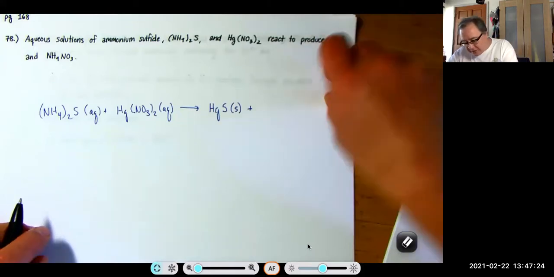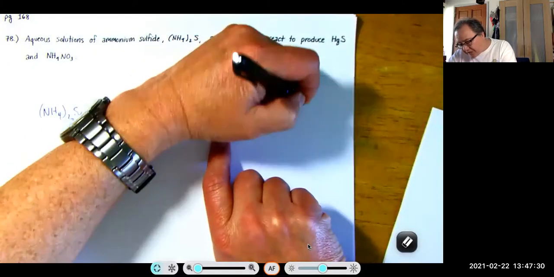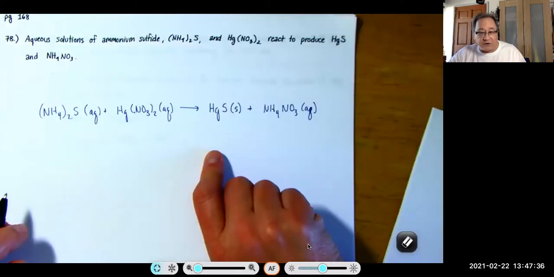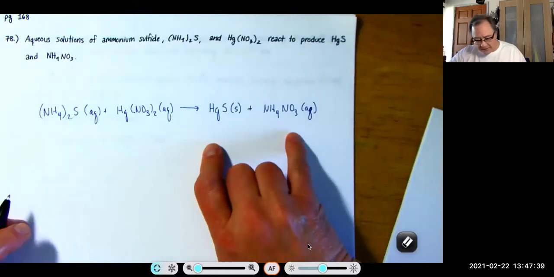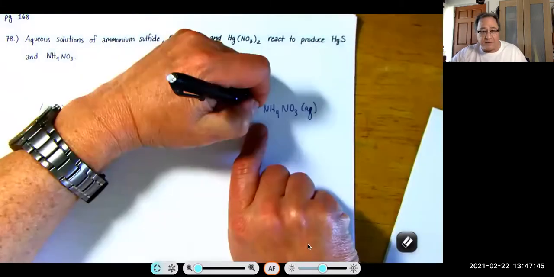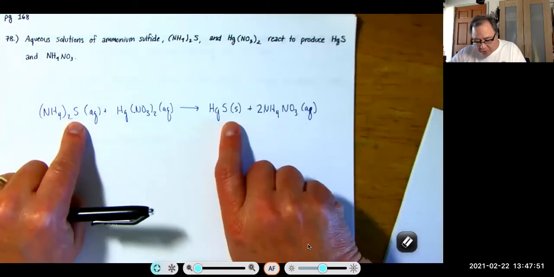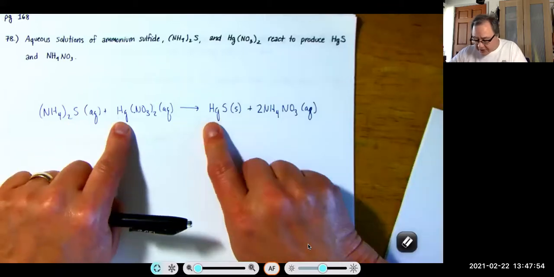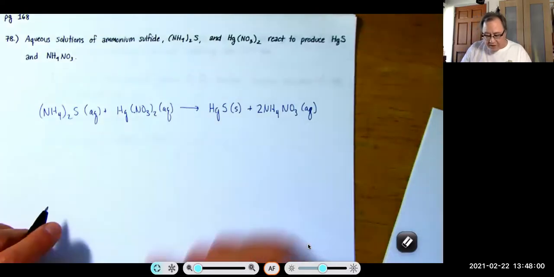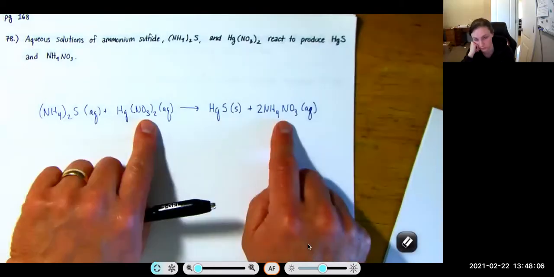All right. Now here we have this ammonium nitrate. And because it's got ammonium in it, that's enough to say it's going to be soluble. And with a nitrate on it, that just confirms it. Right. Now to balance this, we have two ammoniums on the left and one on the right. So I'm going to put a 2 in front of the ammonium nitrate. I've got one sulfur on the left and one on the right, one mercury on the left and one on the right. 2 nitrates on the left and 2 on the right, so we're balanced, okay? Now, we know that nitrate is always soluble, right? So we know that's not going to be in the net.